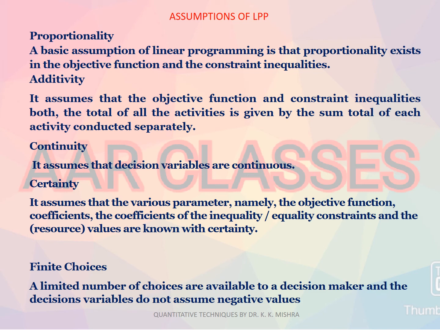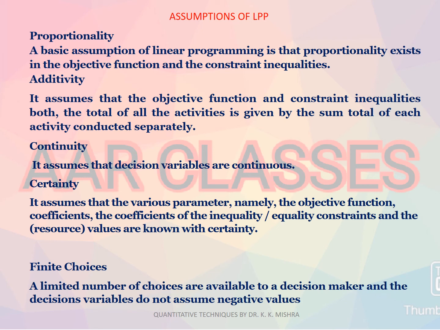So there are certain assumptions of LPP. We need to understand them first. Say, the assumption of proportionality. A basic assumption of linear programming is that proportionality exists in the objective function and the constraint inequalities. We also assume additivity. It assumes that for the objective function and constraint inequality both, the total of all the activities is given by the sum total of each activity conducted separately.